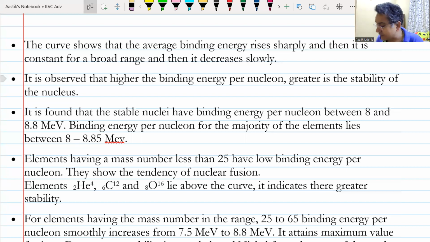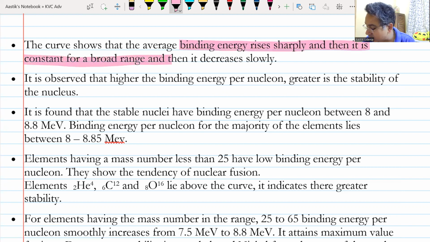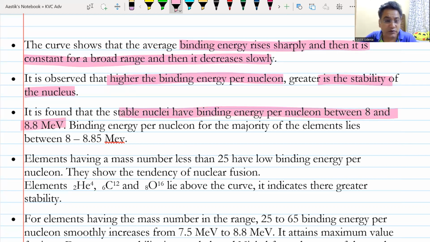These are the final points of that curve. We can see the average binding energy rises very sharply, and then it becomes almost constant for a very broad range, and then it dips. Do we see this? Yes, sir. The higher the binding energy per nucleon, the greater the stability of the nucleus. We understand this? Yes. Most of the stable nuclei will have binding energy somewhere between 8 to 8.8.